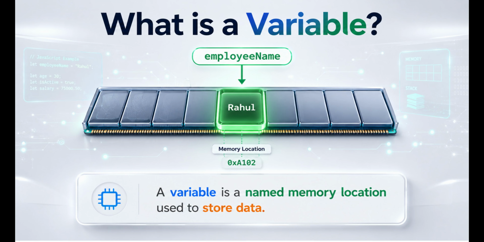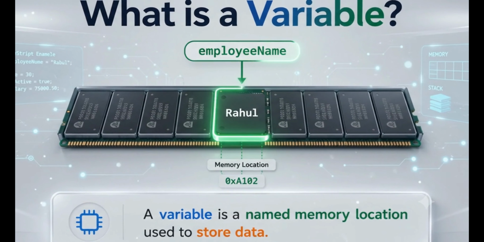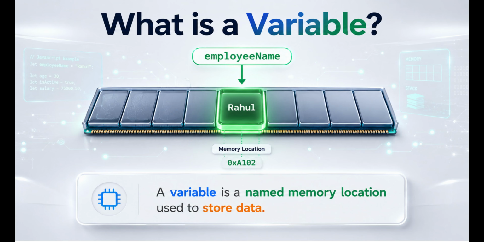Now the next topic we are going to understand is variables. In simple language, I can say that a variable is a named memory location used to store data. As you can see, these are the memory locations. These are separate memory locations, and the employee name, that employee name is Rahul, is stored at this memory location, and this is given a random memory address. So the definition is what I said: a variable is a named memory location, because there is a name for each memory, and used to store data. And what will be the data? We are going to learn it.